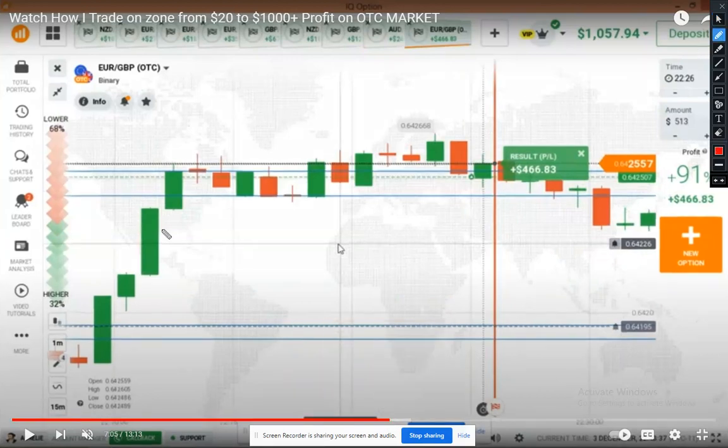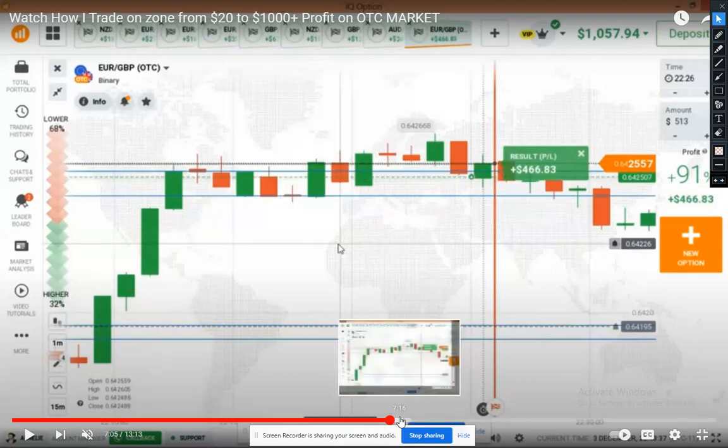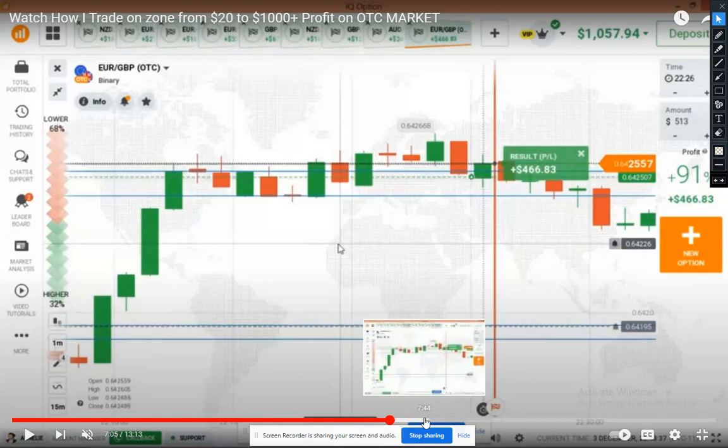This one also very simple. Buyers violate the zone. When market retraces back to the zone, buyers entered. So that is why I said watch how I trade on zone. That is how I trade on zone most of the time when I'm trading binary option.